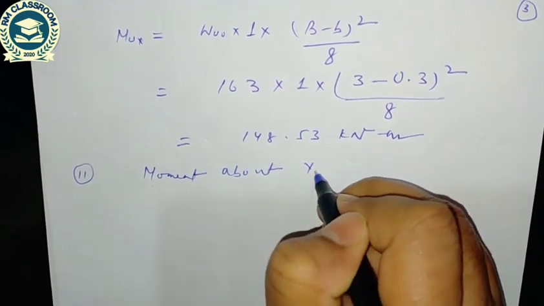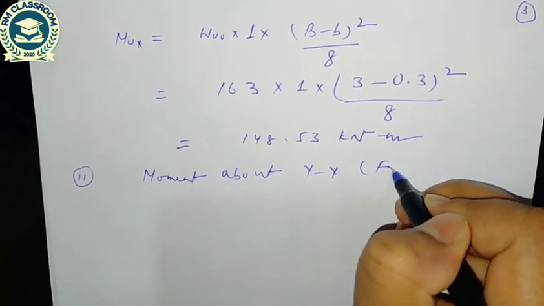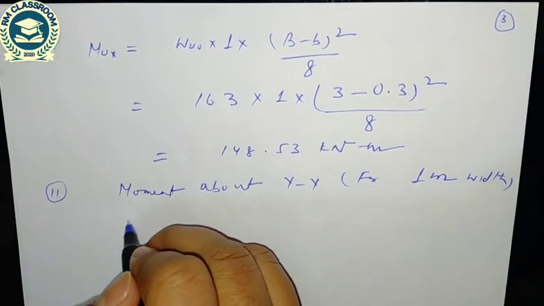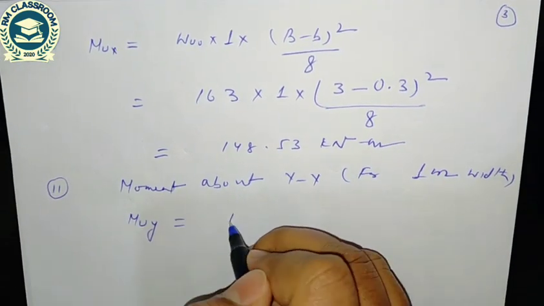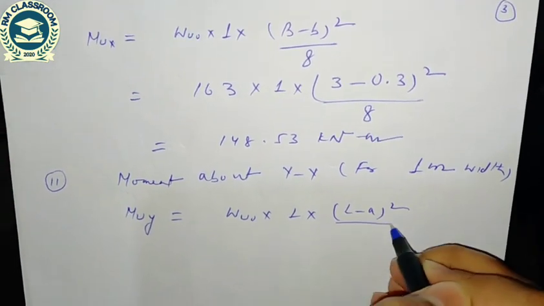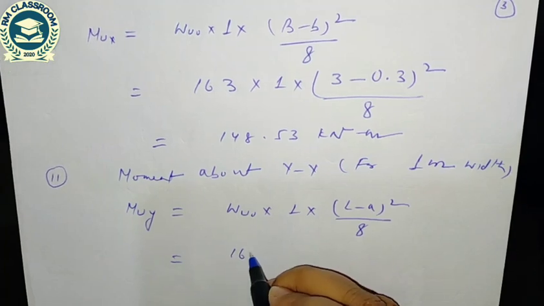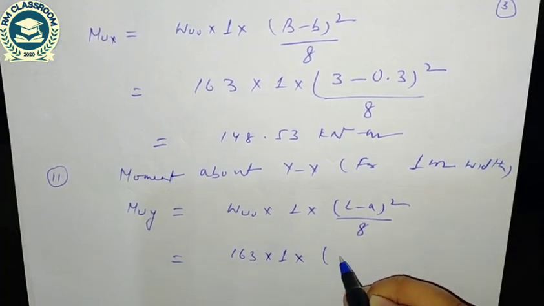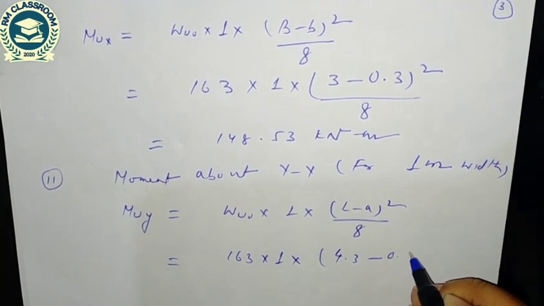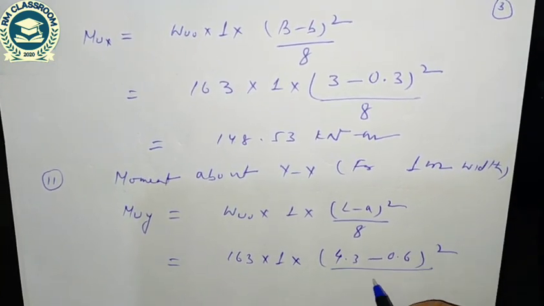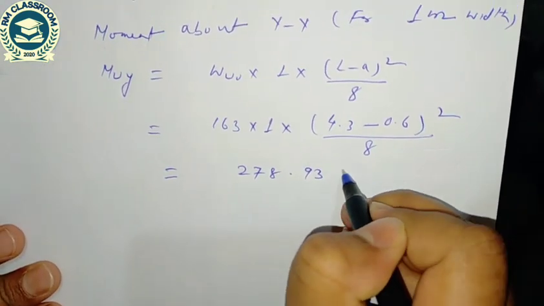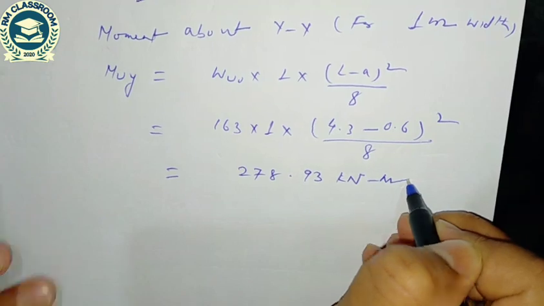Similarly, moment about YY direction for 1 meter width. MUY is equal to WU naught into 1 into L minus a whole square divided by 8. So 163 into 1, length we have computed 4.3 minus a is 0.6, whole square divided by 8. So it is coming 278.93 kilonewton meter.